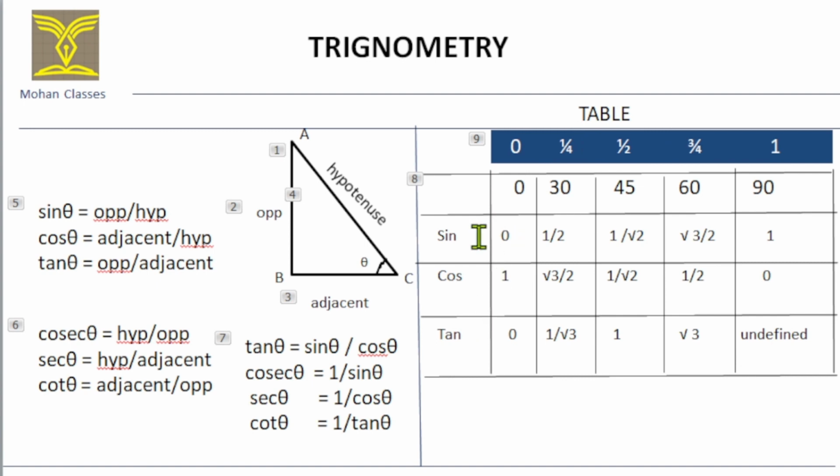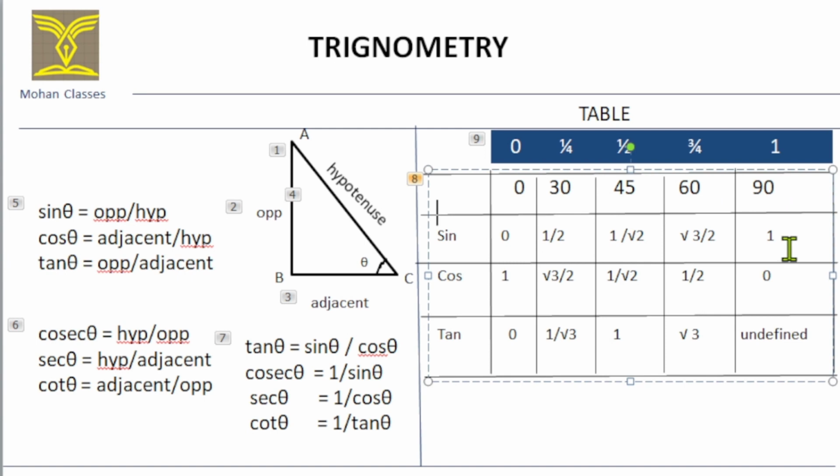Let us go for sine. Square root of 0 is equal to 0, so sine 0 is 0. Square root of 1 by 4 is 1 by 2, so sine 30 is 1 by 2. Square root of 1 by 2 is 1 by root 2, so sine 45 is 1 by root 2. Square root of 3 by 4 is root 3 by 2, so sine 60 is root 3 by 2. Square root of 1 is 1, so sine 90 is 1. These are the values for sine 0, 30, 45, 60 and 90.